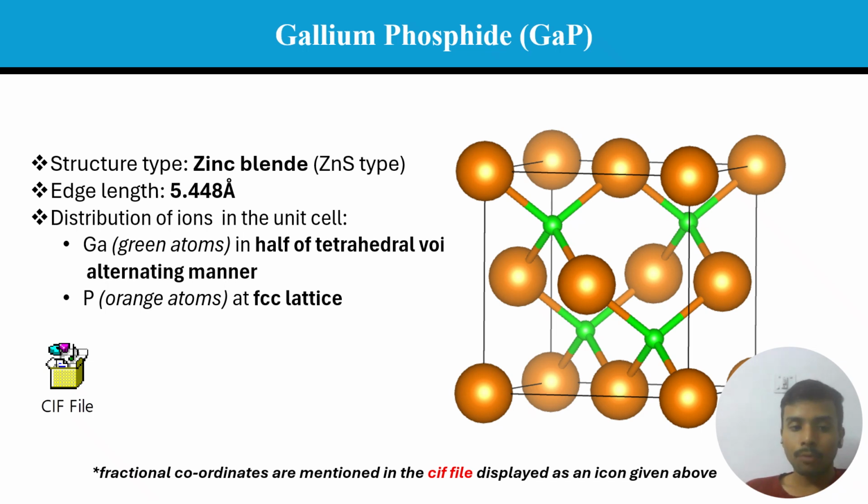The fractional coordinates of these tetrahedral voids are given in the CIF file. However, we can just see, like in case of gallium, the tetrahedral void fractional coordinates can be given by 0.25, rather 1 by 4, 1 by 4, 1 by 4, and accordingly we can further continue.